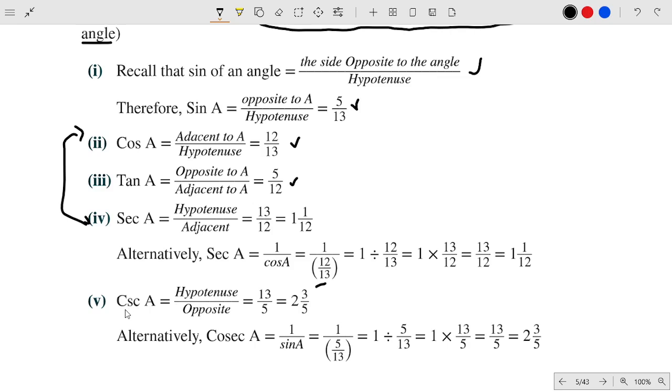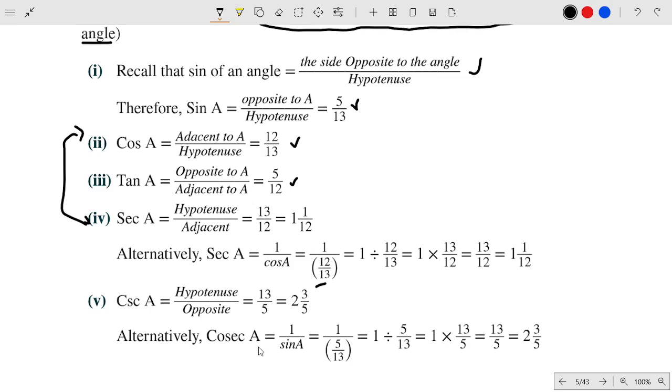Now this is the reciprocal of the sine. But sine is opposite on hypotenuse. So it means that the cosecant is hypotenuse on opposite. Now we have 13 on 5. So sine was 5 on 13, so we have 13 on 5.